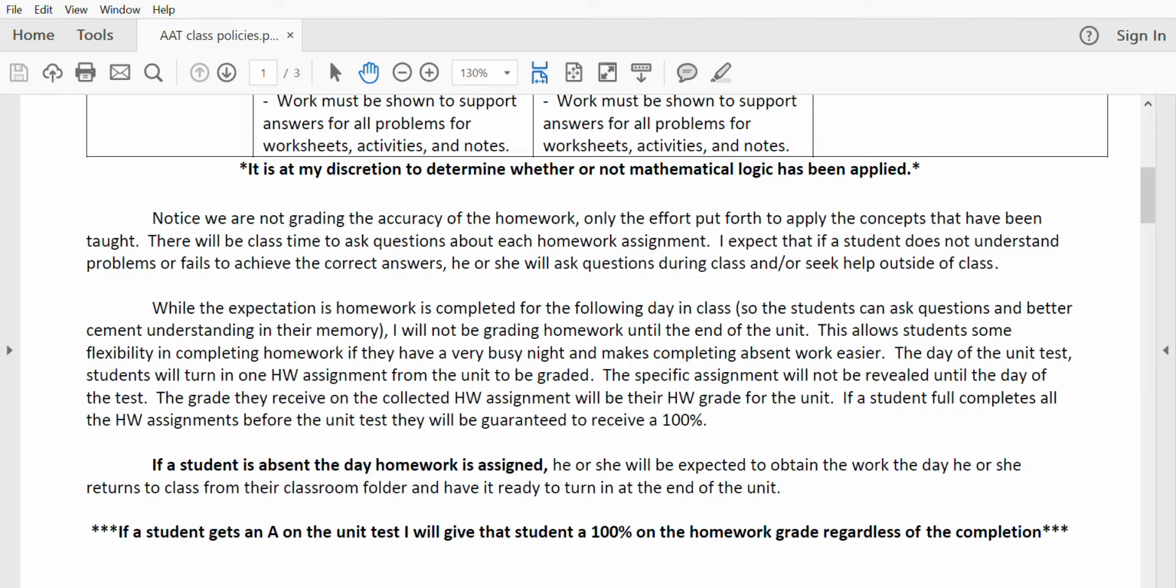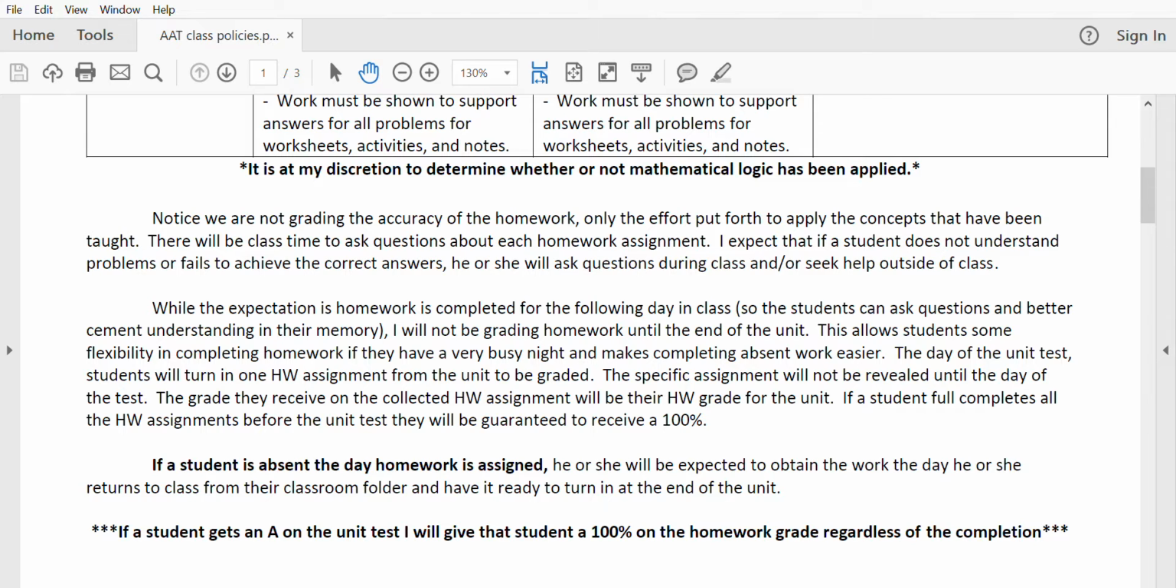If you do not have that assignment, well, then you're going to end up getting a 0 for that unit for the homework. The only way you can guarantee to get 100% for homework is to do all 10 assignments, or as you can see at the bottom of the homework section here, get an A on the unit test. If you get an A on the unit test, I will automatically give you 100% for your homework.